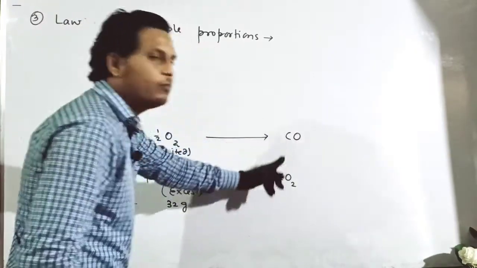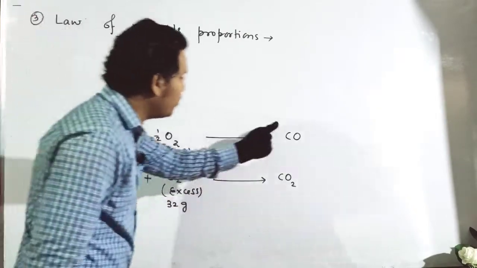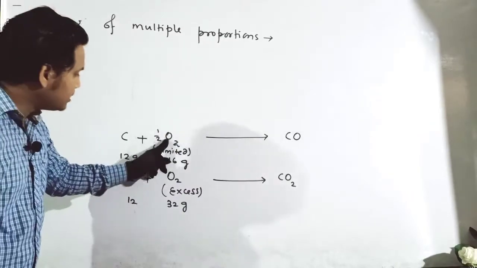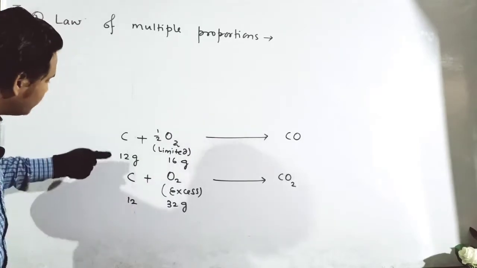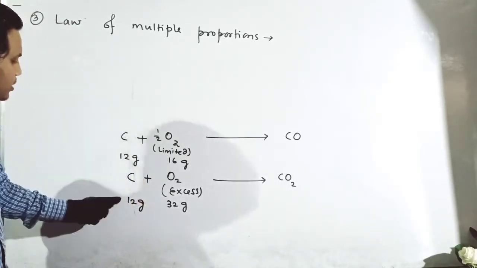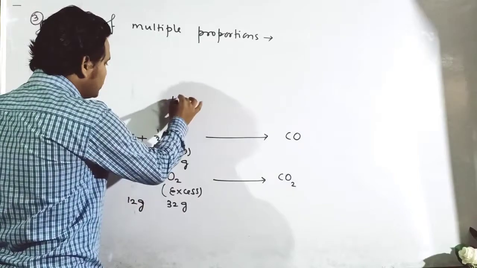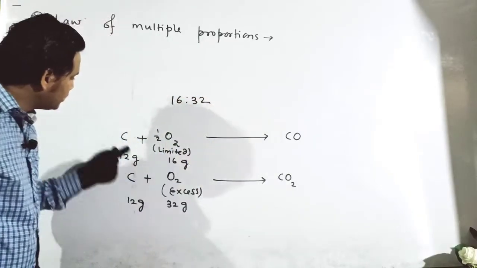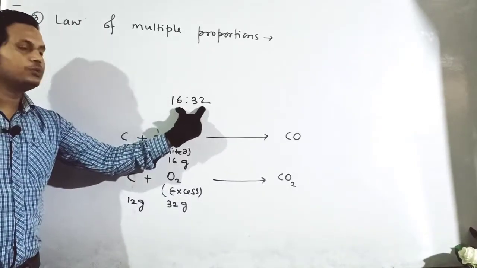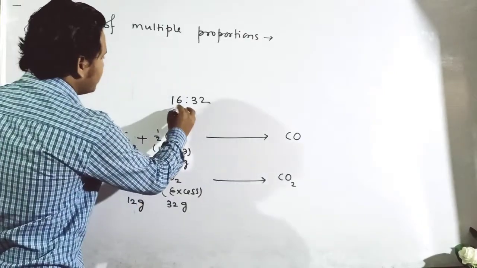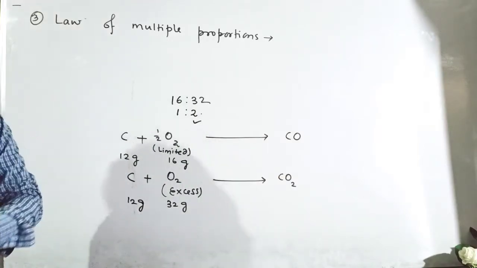In the law of multiple proportion, it is said that if two elements can combine to form more than one compound, then the masses of one element, that is oxygen, that combine with the fixed mass of the other element, the fixed mass being carbon, are in a ratio of small whole numbers. So this is the law of multiple proportion.